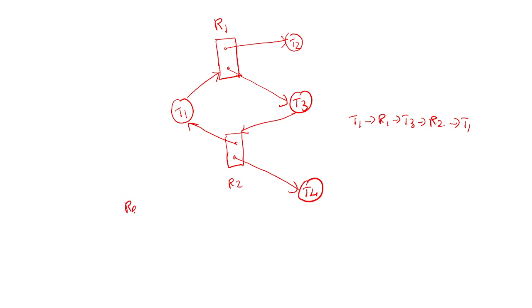So this is the example of a resource allocation graph with a cycle but no deadlock. Thank you.